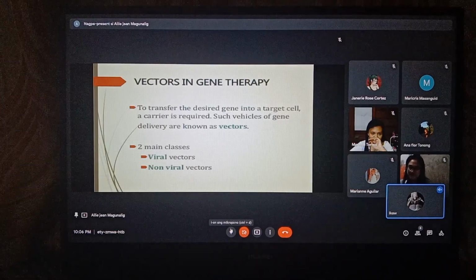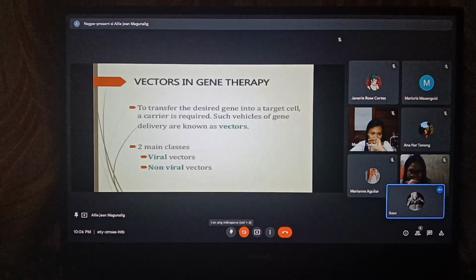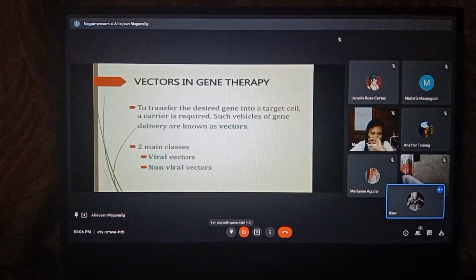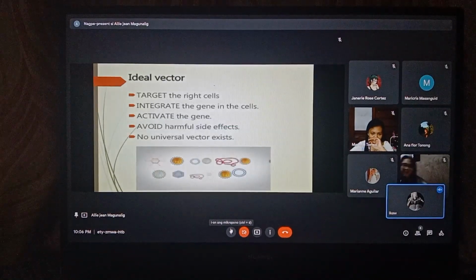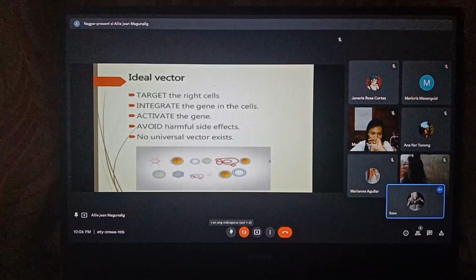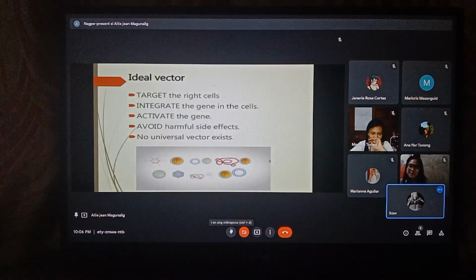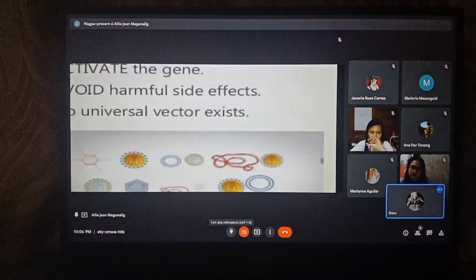Next we have vectors in gene therapy. To transfer the desired gene into the target cells, a carrier is required; such vehicles of gene delivery are known as vectors. There are two main classes of vectors, the viral vectors and non-viral vectors. Ideal vectors target the right cells, integrate the gene in the cells, activate the gene, and avoid harmful side effects. No universal vectors exist. So the examples of that are here, as you can see.